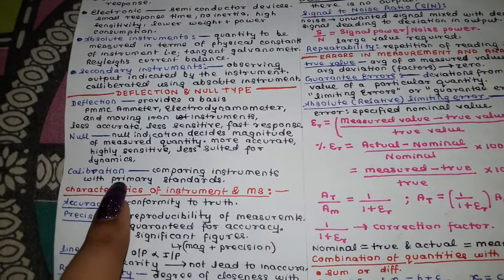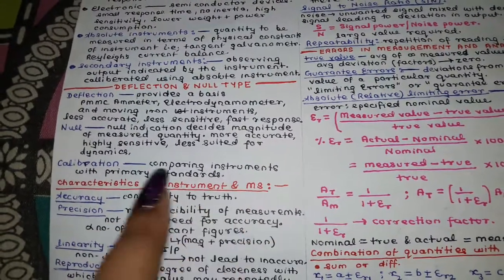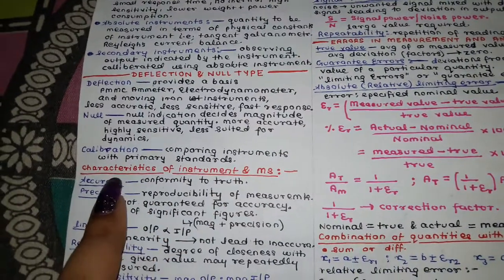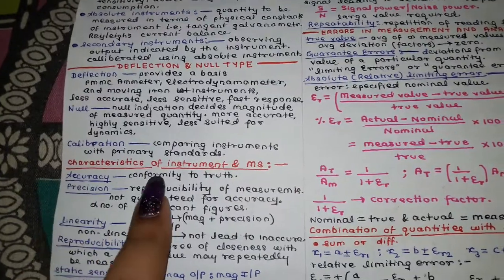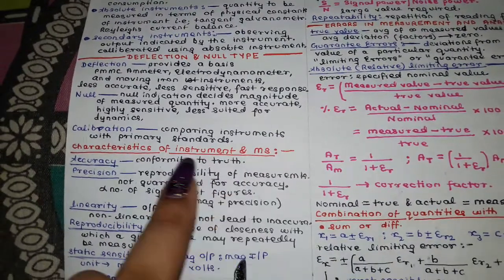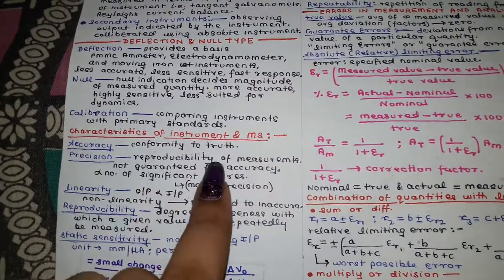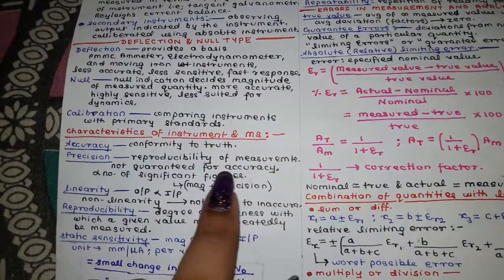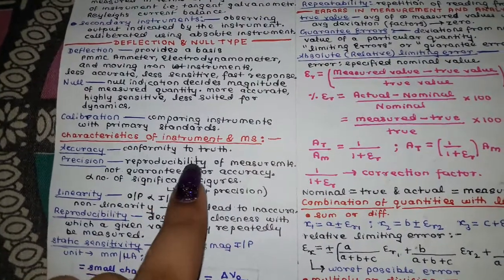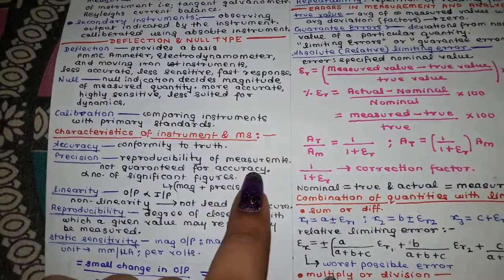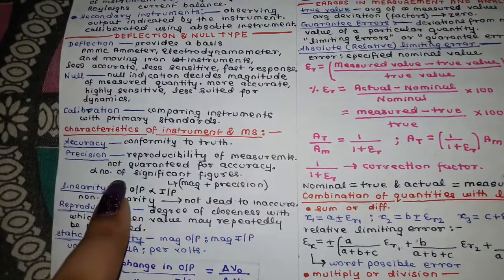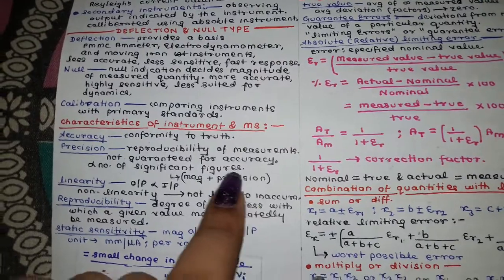Then we have calibration, comparing an instrument with primary standards. Then we have certain characteristics expected in a measuring system. These are accuracy, which means conformity to the truth. Precision is the reproducibility of measurements, not guaranteed for accuracy. You can reproduce the same measurement again and again, but it is not guaranteed to be accurate. Precision is proportional to the number of significant figures.